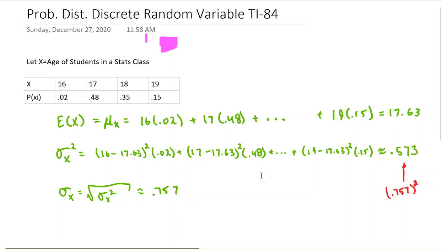So this is how we'd be able to use the TI-84 to get and check our expected values and our standard deviations. But if you're taking the AP Stats exam, you still need to make sure you're writing adequate work for your expected value and standard deviation if you're going to use your calculator and not do it by hand. So make sure you're still including work like I have here.